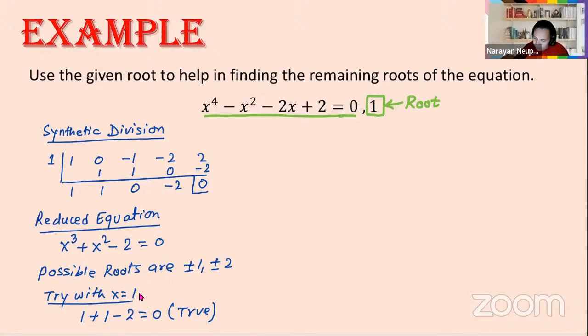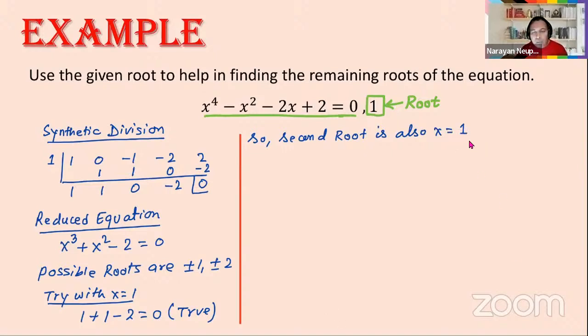So the meaning of that is, let me write here at the side: the second root is also x equal to 1. That means, if we do the synthetic division again using this 1 on this equation, we'll be able to reduce it to a quadratic equation, and we can easily solve a quadratic equation. So let's do synthetic division again. Divide by 1, and we are dividing this cubic.